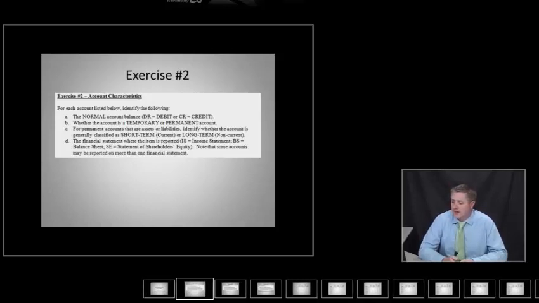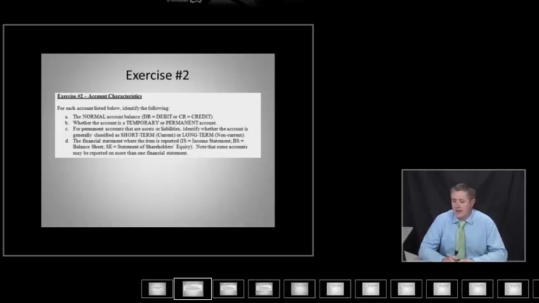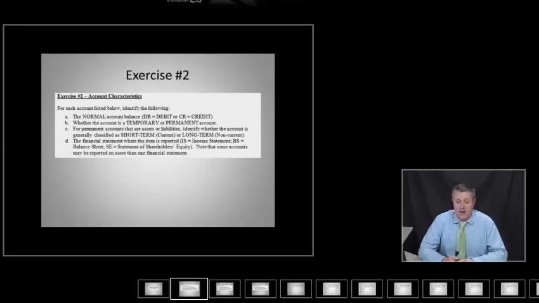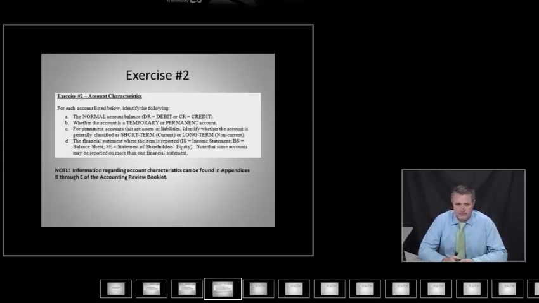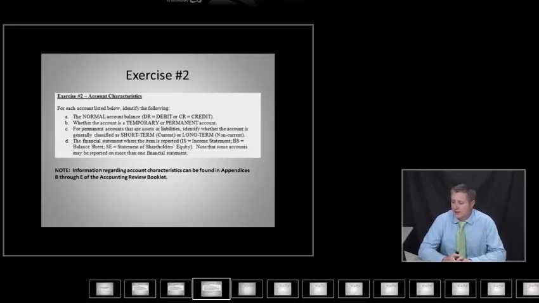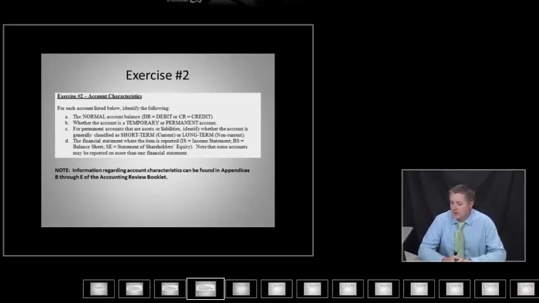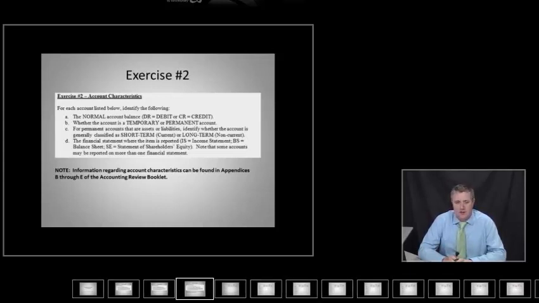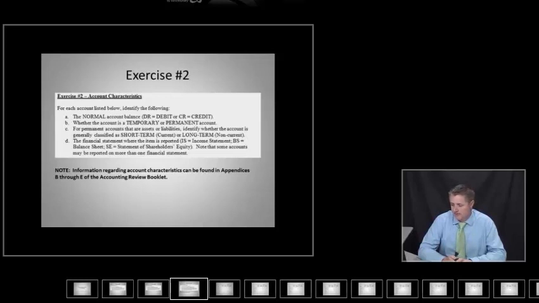And then finally, letter D, the financial statement where the item would be reported. And here we're going to use IS for income statement, BS for balance sheet, and SE for statement of shareholders' equity. And it's important to note that some accounts may be reported on more than one financial statement. Also an important note, before you work this exercise, additional information regarding account characteristics can be found in appendices B through E of the Accounting Review booklet.